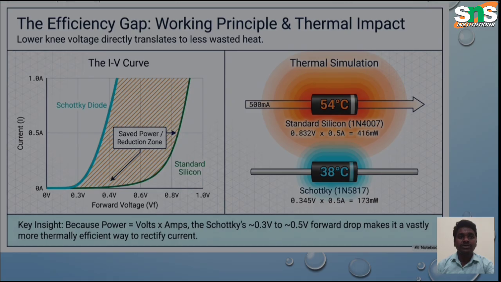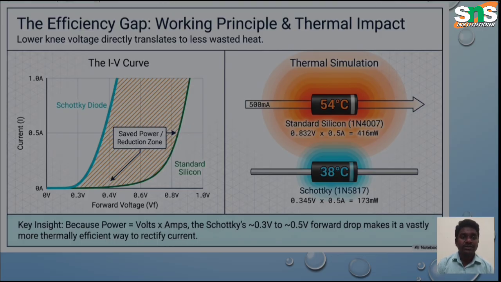Then, the efficiency gap, working principle and thermal impact. Between the Schottky diode and the standard silicon diode, there is a difference in the forward VI characteristics. The Schottky diode's current rises rapidly because of a very low barrier potential, that is 0.3 volt, whereas for the standard diode the barrier potential is 0.7 volt. Because of this voltage difference, in thermal simulation around 54 degrees Celsius of heat is generated in the operation of the standard silicon diode. But in the Schottky diode only around 38 degrees Celsius is generated. So it will not heat up as much when compared to the conventional PN junction diode.